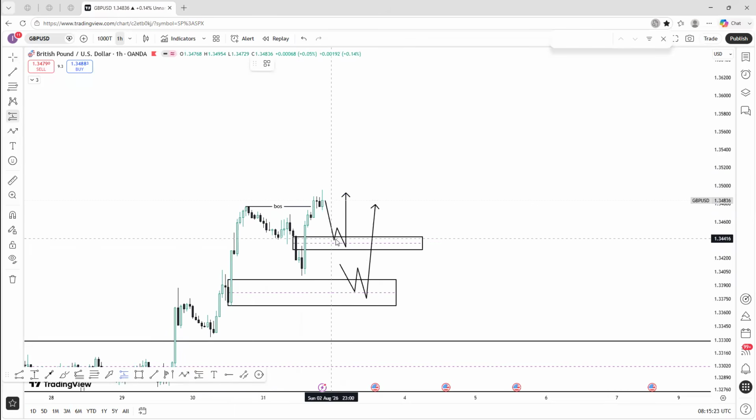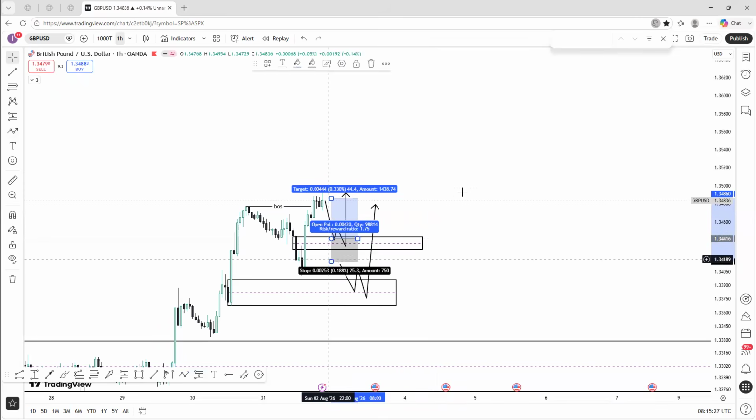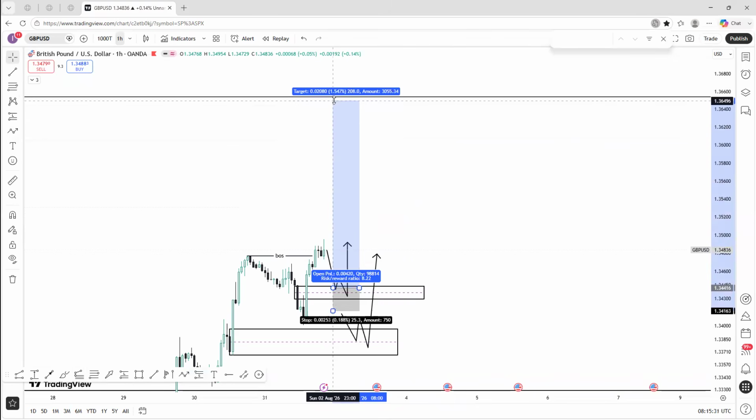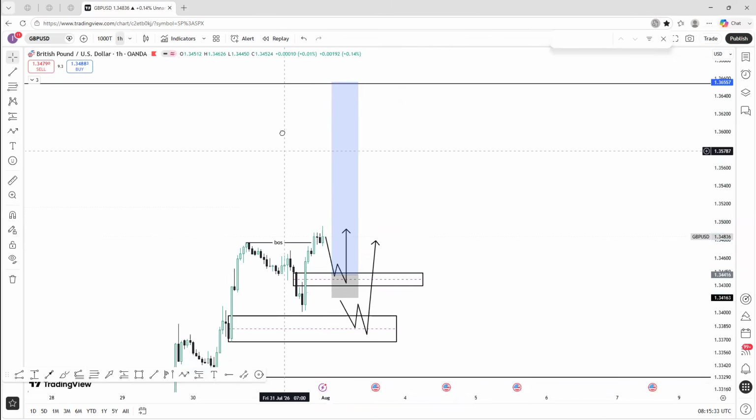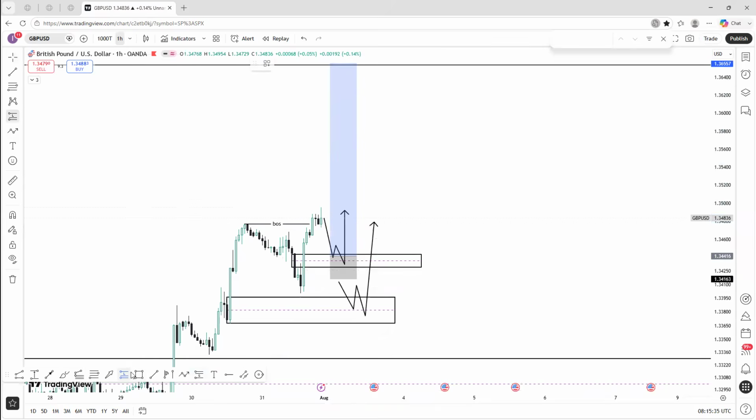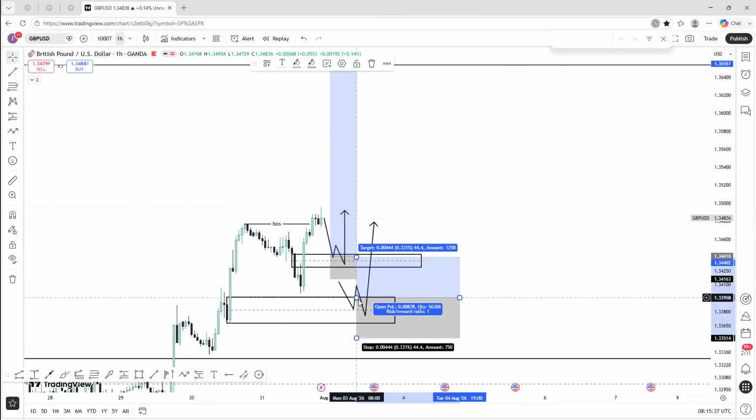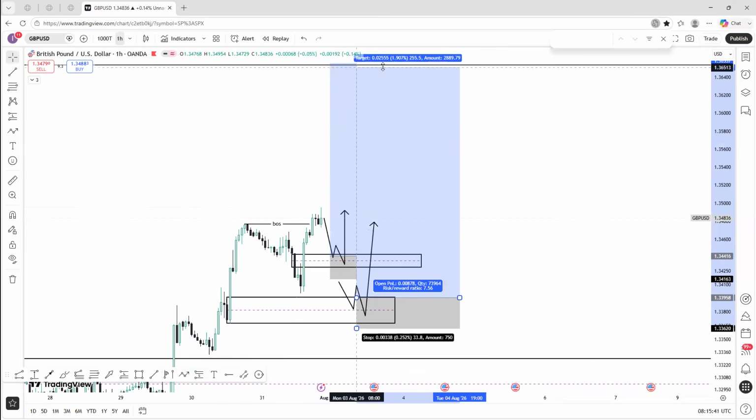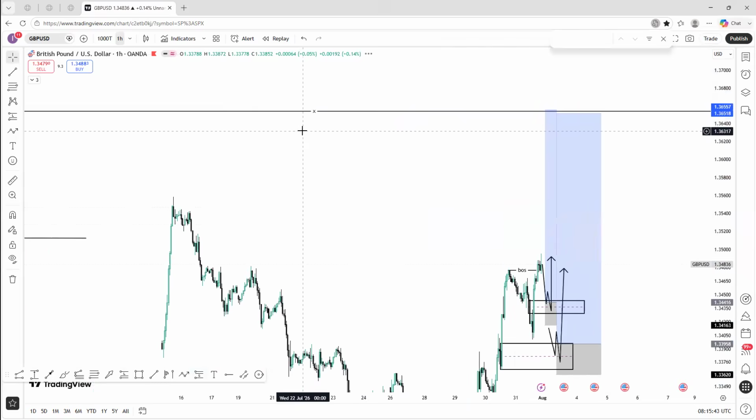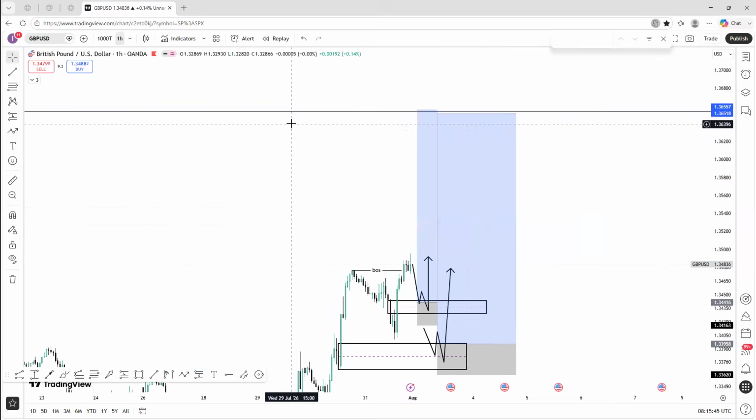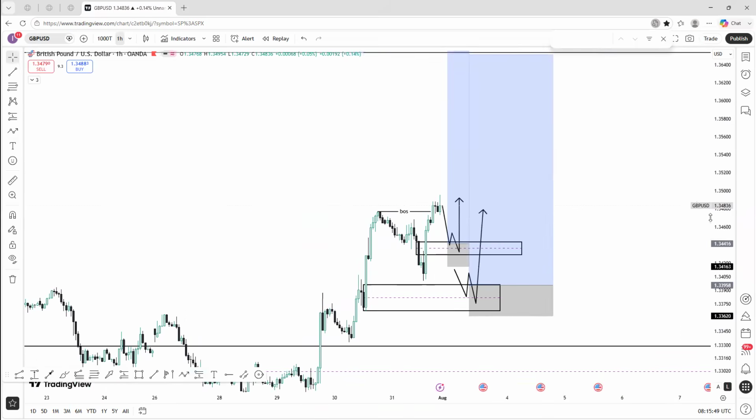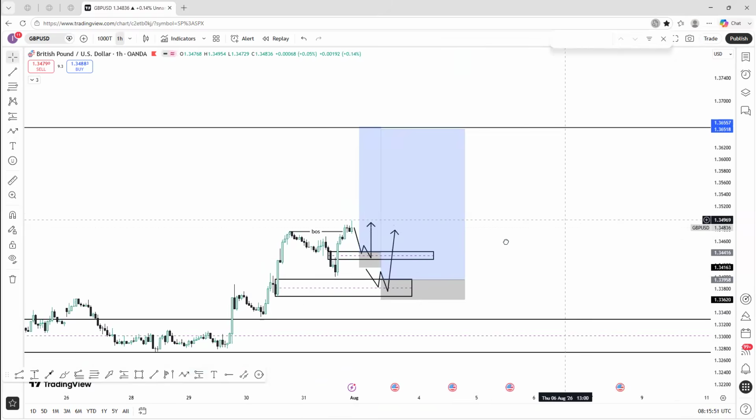So I have 2 points of interest here. First is that IFVG, where on confirmation you execute a buy. When there is no confirmation around that area, we wait for confirmation on this area, and then we'll execute a buy, targeting that buy side liquidity on the H1 time frame. It is very clear.